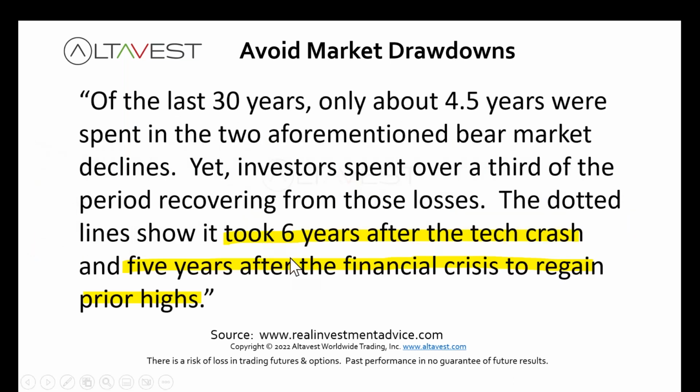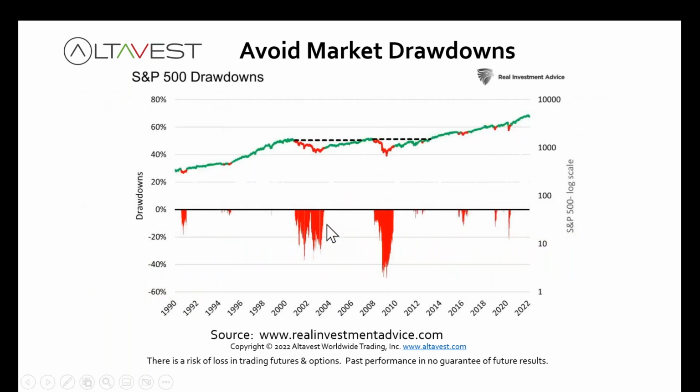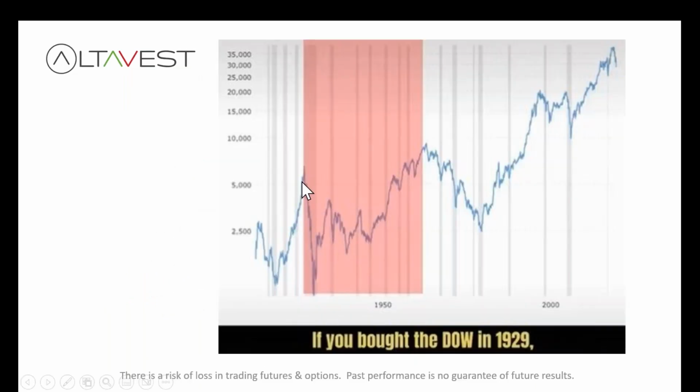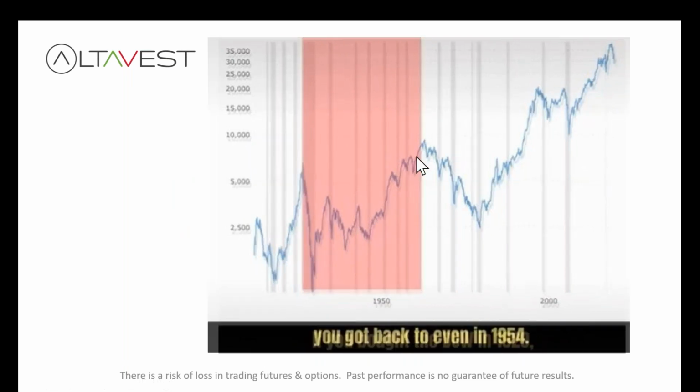It can take 6 years, 5 years. For example, here's the tech crash in 2000, global financial crisis 2008. It can take 5, 6 years to get back to where you were. But look at this: if you bought the Dow in 1929, before the market fell, it took you to 1954 to get back to even. So the idea that every dip should be bought and that you'll be back in the black in the next year is not necessarily true.